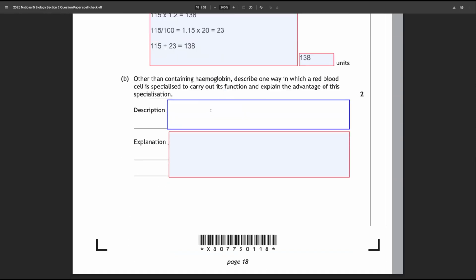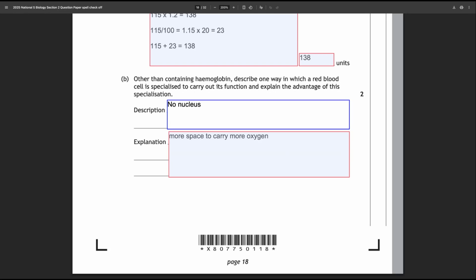Okay, part B: other than containing hemoglobin, describe one way in which a red blood cell is specialised to carry out its function and explain the advantage of this specialisation. Okay, so there's a couple of things that we could say here. We could say that it has no nucleus. The advantage of no nucleus is it gives us more space to carry more oxygen. So that's one option for you.